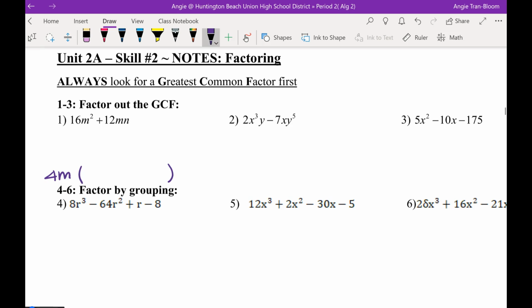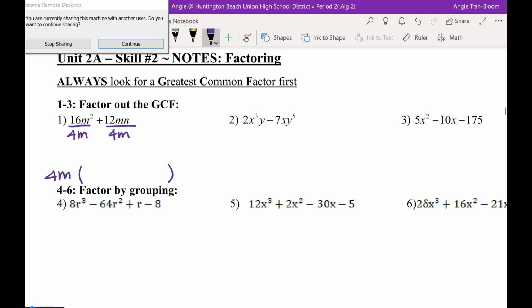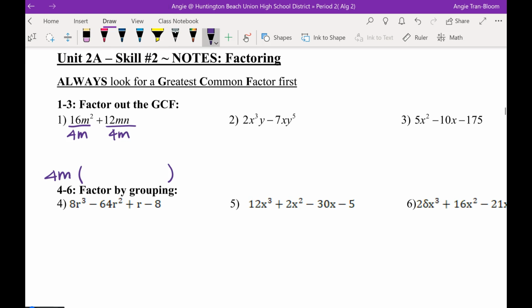Okay. So guys, when you are factoring out the GCF, you're finding the greatest thing that they all have in common, and then you divide it, okay? So when you're taking out the 4M, what's left over? 16 divided by 4 is 4. M squared divided by M is an M. Then bring down the plus sign. 12 divided by 4 is 3. M divided by M, those will cancel. And what's left? N. And that's our answer, and we'll box that up.